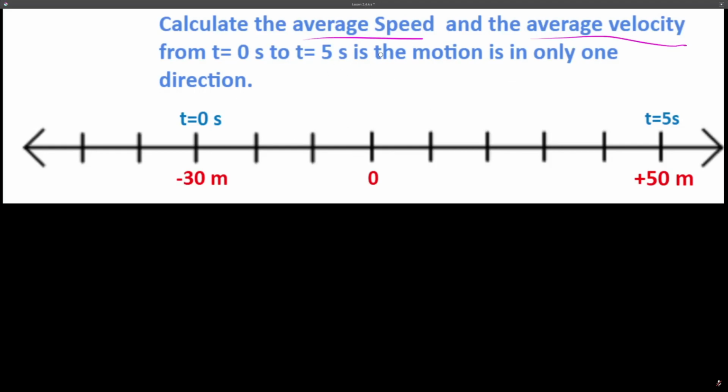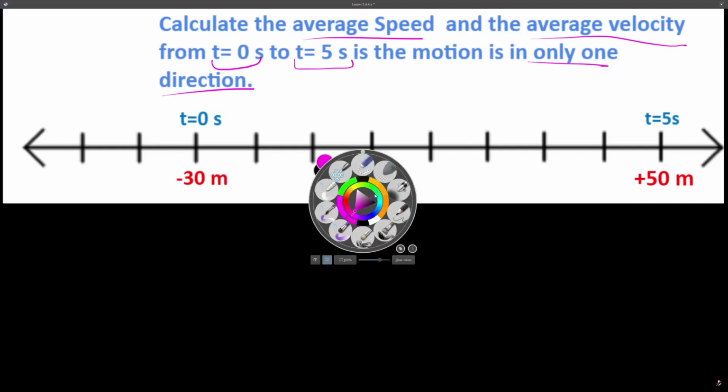Now let's solve this quick example on average speed and average velocity. It wants us to calculate the average speed and average velocity from t equals 0 to t equals 5 seconds. And it's mentioned that the motion is in only one direction, so it's either moving like this or it's moving like this. So we'll take the right side to be the positive direction and the left side to be the negative direction. It's already given to us. It says plus 50 here. So let's solve this question.